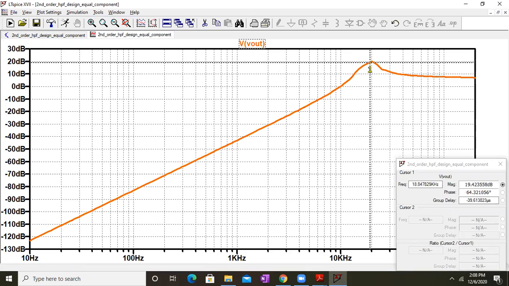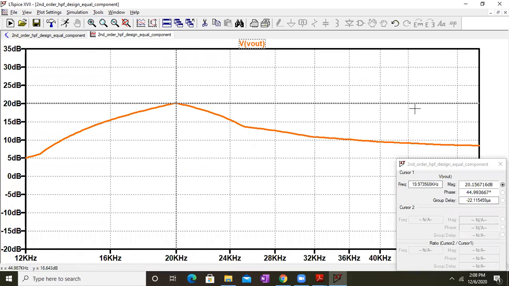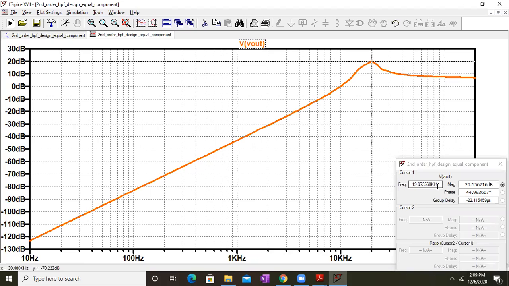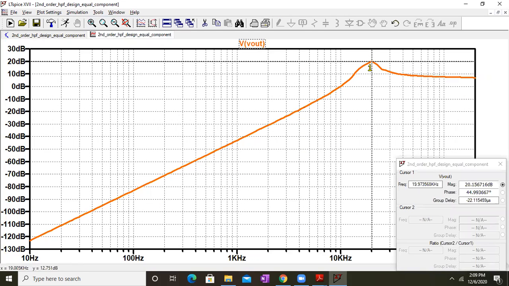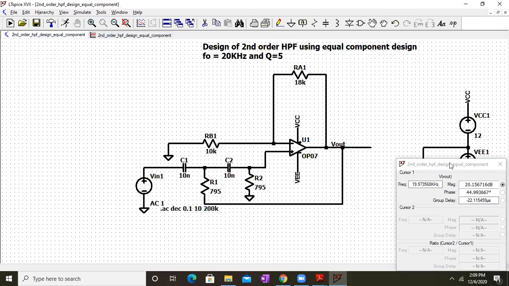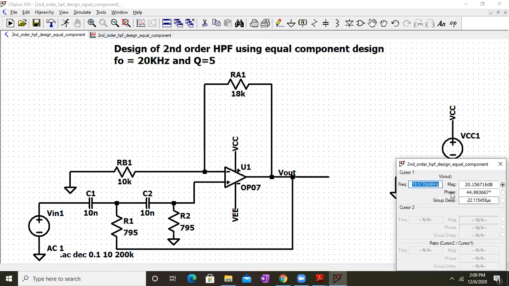And now let's check the cutoff frequency. So your cutoff frequency will be at the highest peak. As you can see very clearly, it's around 19.97 kilohertz. We have designed it for a quality factor of pi, which will have this overshoot present over here. We'll check at the highest value of this. So that will be the 20 kilohertz, and we are getting around 19.97. So 19.97 is very close to 20 kilohertz. So our design is almost very accurate.